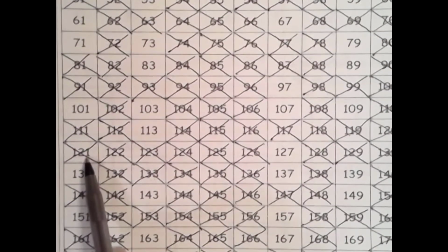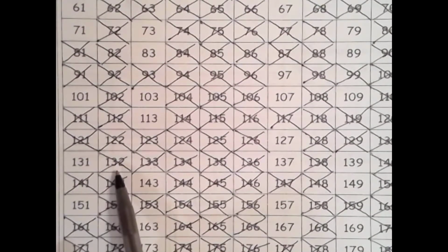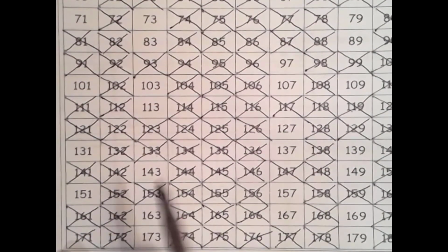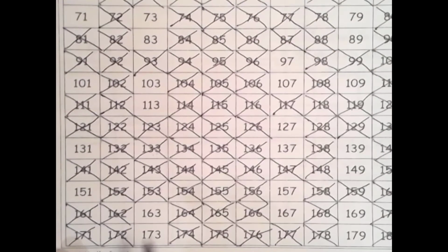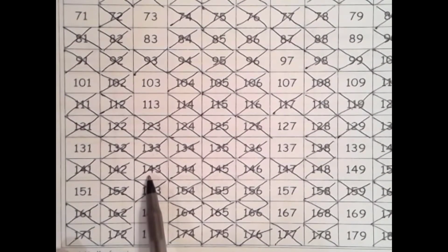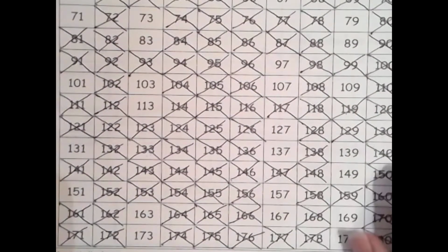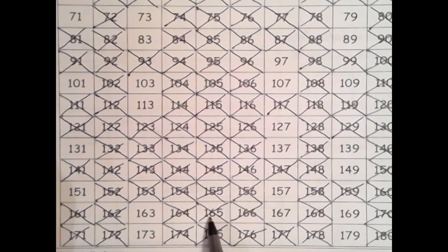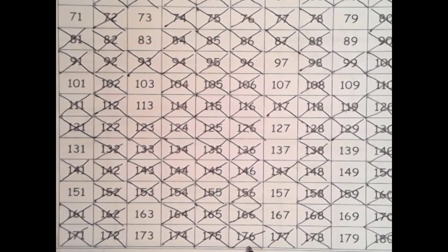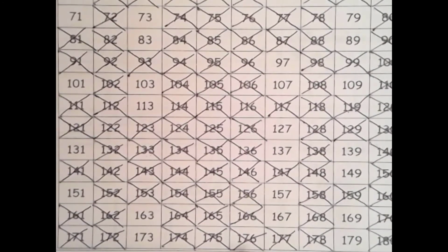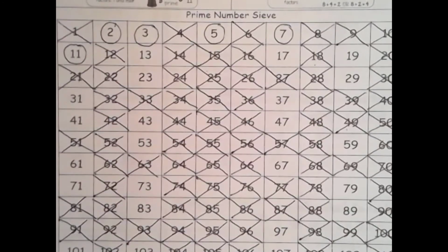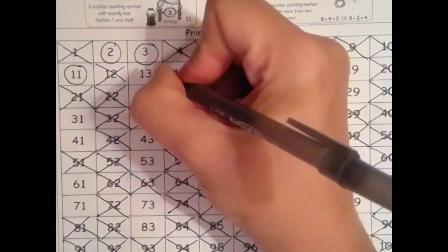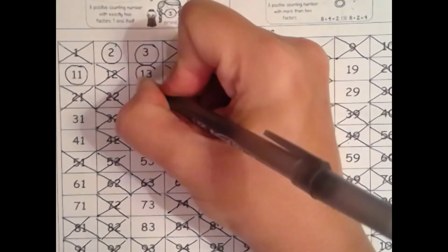Then we get down that diagonal. 11 more is 132. Then 143. That is 11 times 13. Then 154, 165, 176. So we got our 11s done.